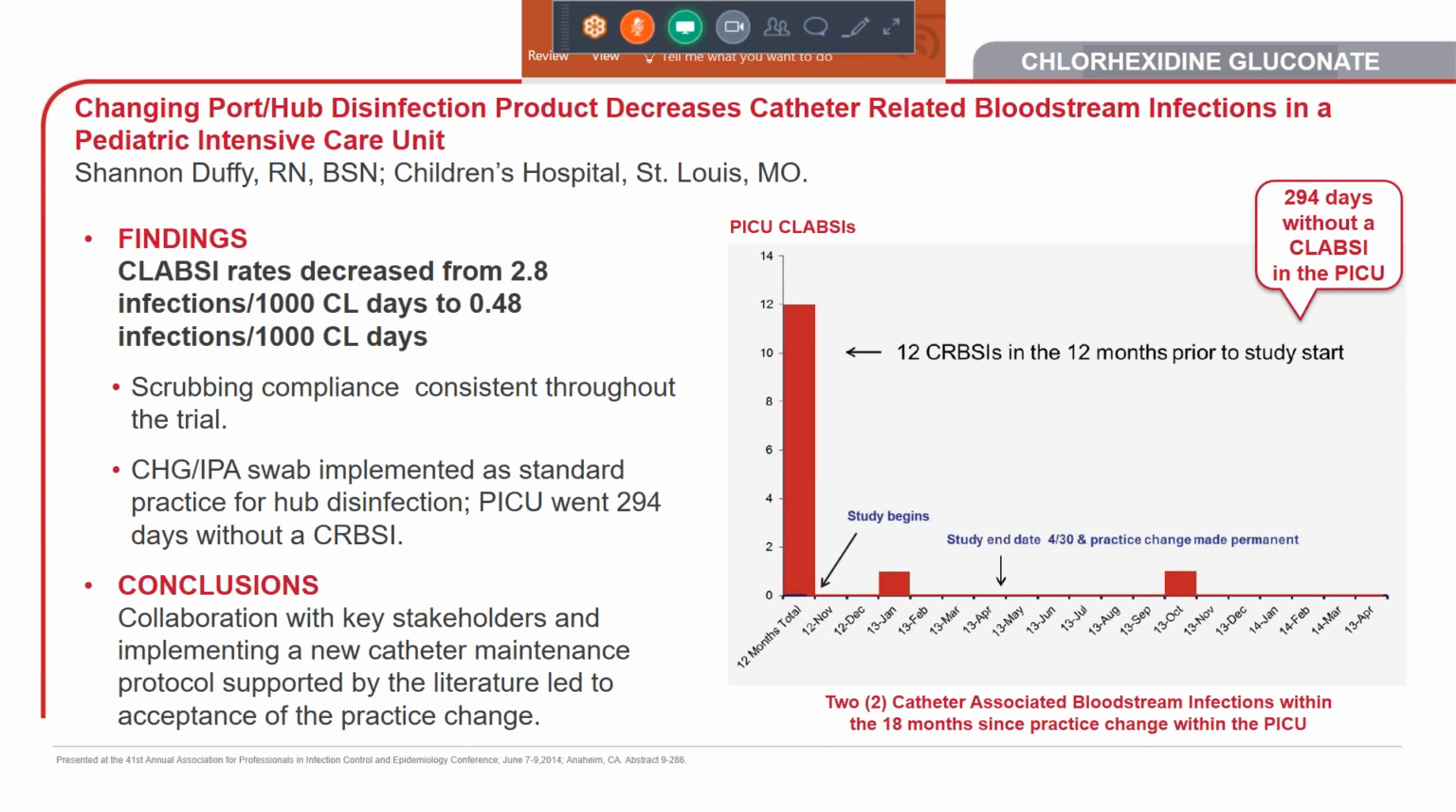Here you see their data. The CLABSI rates decreased from 2.8 infections per 1,000 central line days to 0.48 infections per 1,000 central line days. You can see that in the graph they have here, they are actually showing you on the y-axis just raw numbers of CLABSIs. This is not rate data. And then you see across the x-axis your time periods.